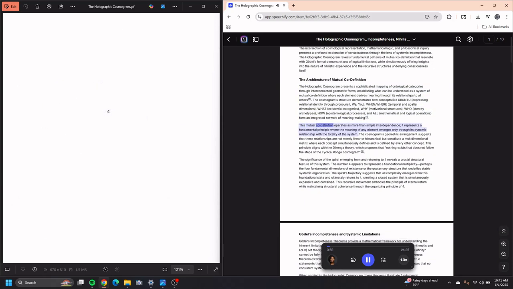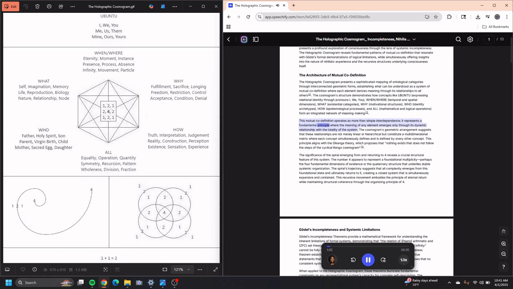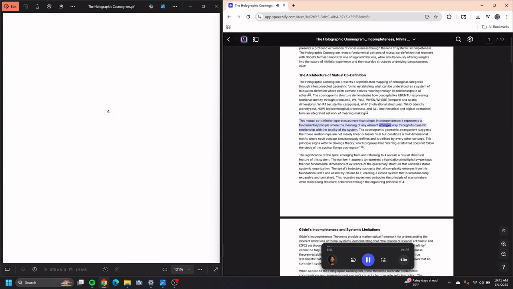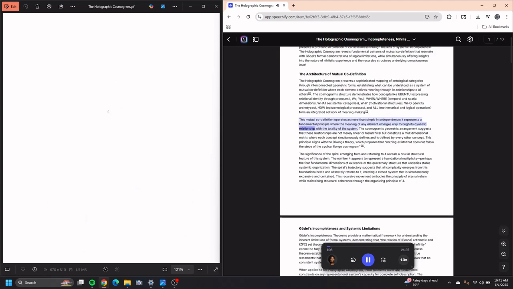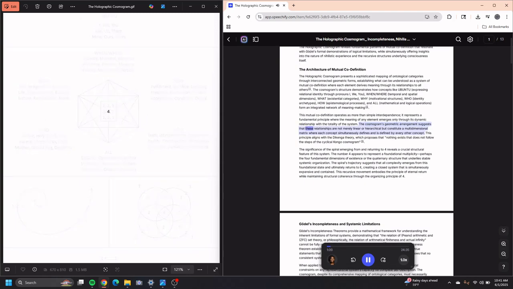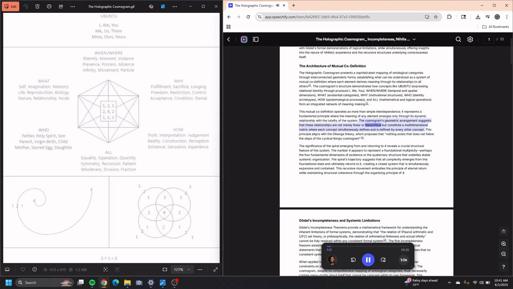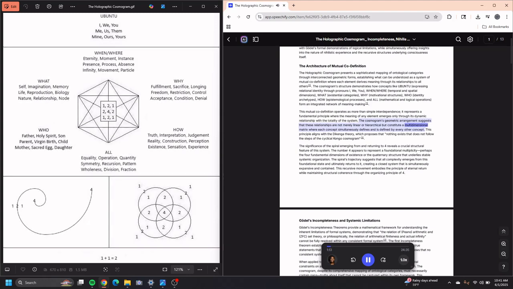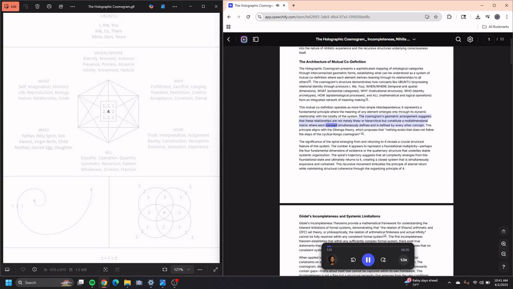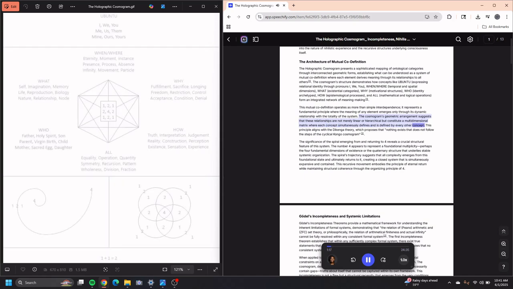This mutual co-definition operates as more than simple interdependence. It represents a fundamental principle where the meaning of any element emerges only through its dynamic relationship with the totality of the system. The cosmogram's geometric arrangement suggests that these relationships are not merely linear or hierarchical, but constitute a multidimensional matrix where each concept simultaneously defines and is defined by every other concept.